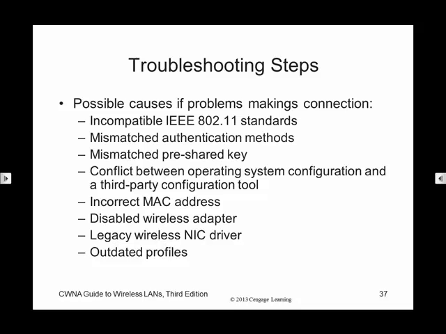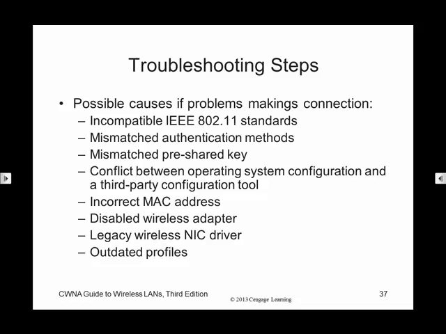Possible causes, the 802.11 standards. G's not going to connect to an N, though N's backward compatible with everything. But let's go B's and G's, because when you get those, you have compatibility mode, which allows both B's and G's. If you make it G only, then the B's can't connect. And you probably want to, because remember that if you get the B connected to your G network, it's going to slow things down. Mismatch keys, mismatch authentication methods, all the security stuff.